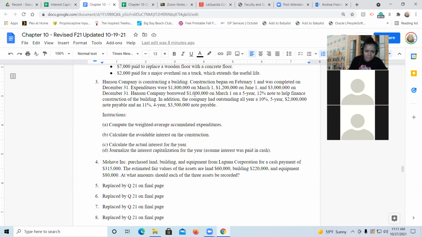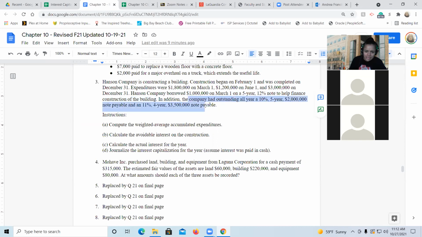Then it says that Hansen Company borrowed $1 million on March the 1st. So here the loan is coming in, and that loan will attract interest. They have a 5-year, very high interest rate, 12% note to help finance construction of the building. So this is what we would refer to as specific debt for the construction. In addition, the company had outstanding all year a 10% 5-year $2 million note payable and an 11% 4-year $3.5 million note payable.